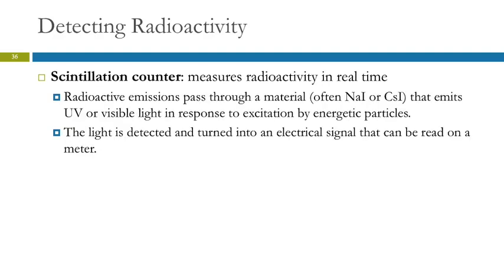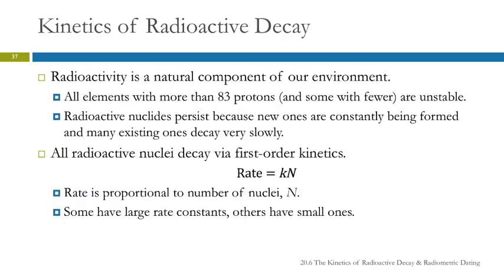A scintillation detector also measures radioactivity in real time. Here you have the radioactivity passing through a material. It's often sodium iodide or cesium iodide, kind of like the calcium fluoride. It emits UV or visible light in response to excitation by these energetic particles of ionizing radiation. So then you detect the light and turn that into an electrical signal, which can be read on a meter. So again, we're looking at how the radioactive emissions interact with ions or molecules.